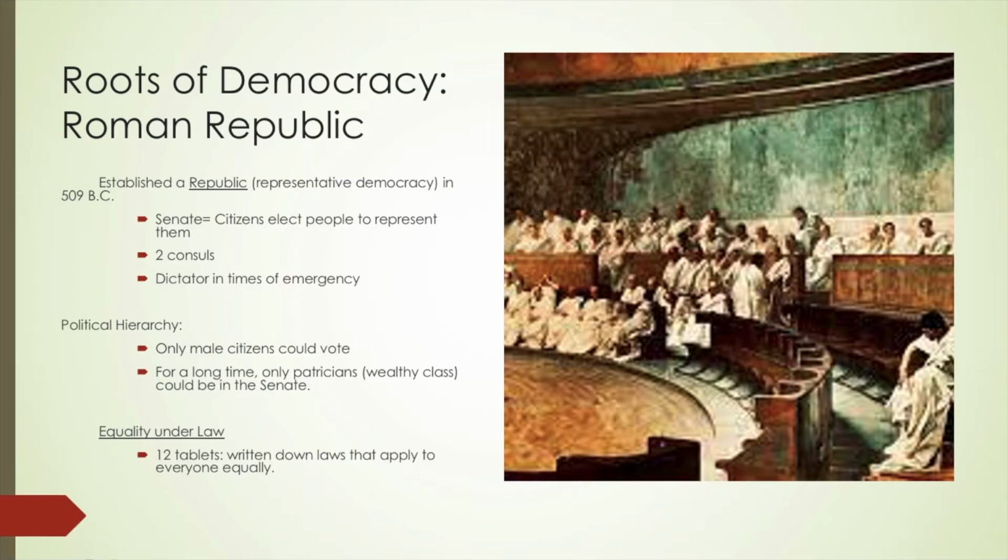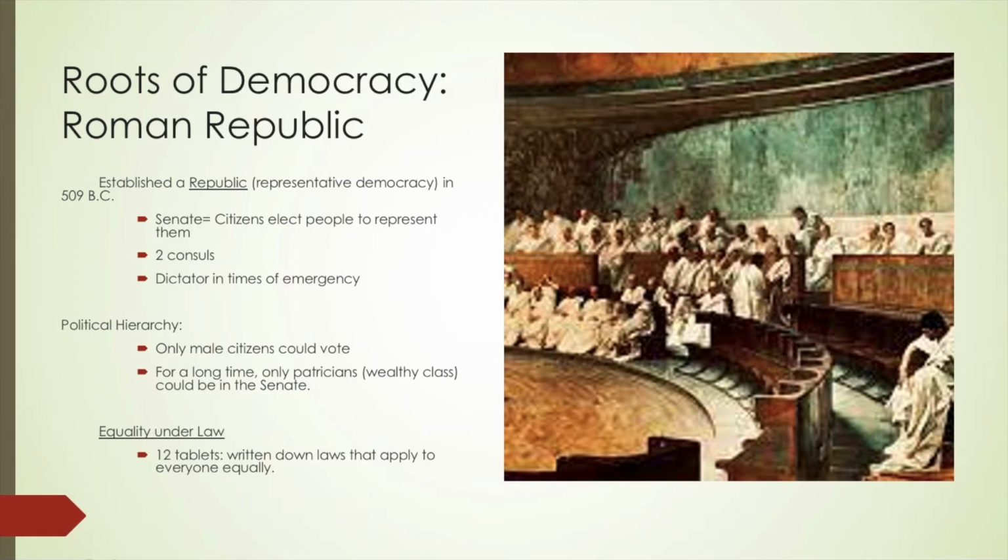And similar to Athenian democracy, there was political hierarchy. So only male citizens could vote, and for a long time, only patricians, or people from the wealthy class, could be in the Senate. So it's similar to ancient Greece in that not everyone has an equal say. Some people get to vote, some people get to be in government, other people don't.